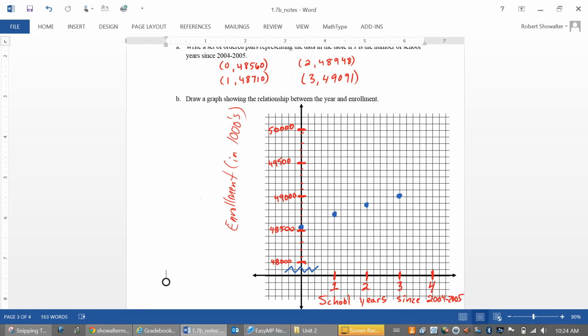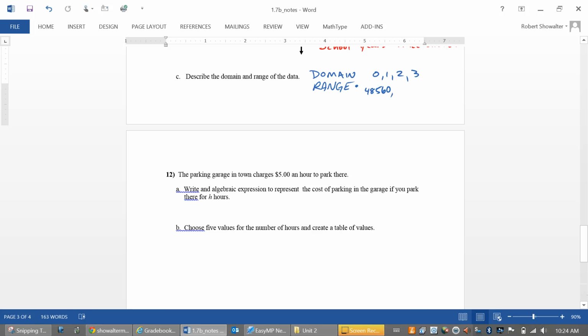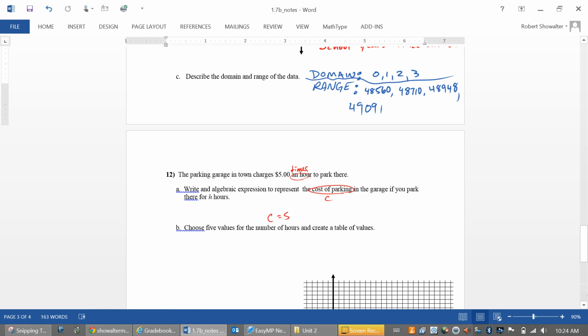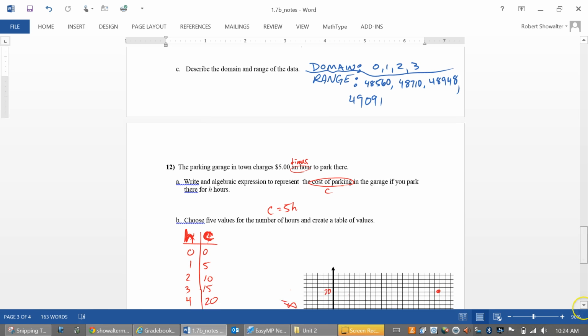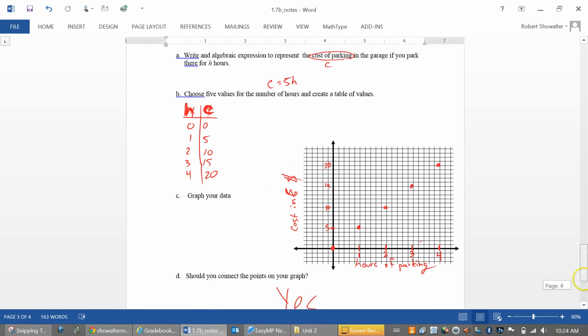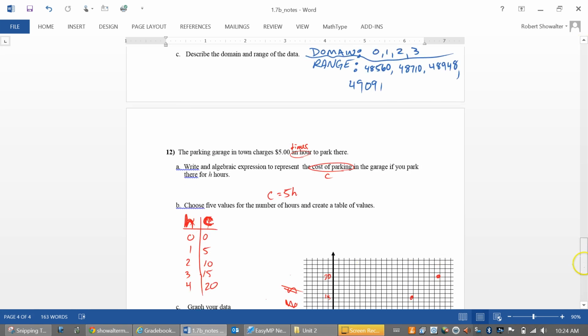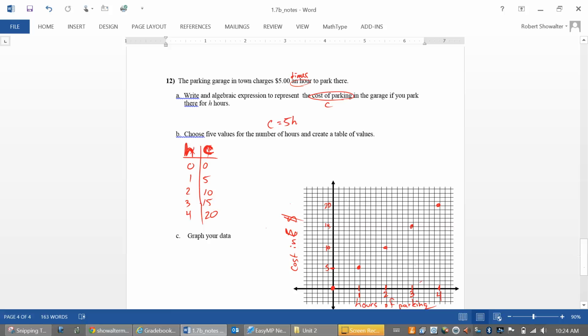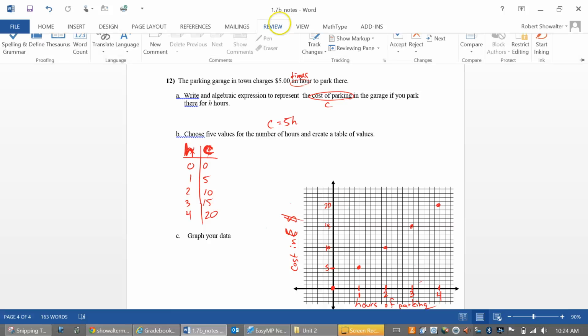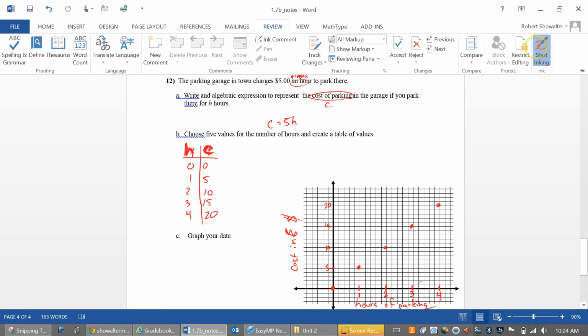Okay, let's go. Let me show you the other one. And let's talk about the last one. You're expected to be able to do this stuff on your homework and all that type of stuff. So in this case, in the last one, we actually do want to connect the dots, because in the context of this, you could park for 2.5 hours. You could park for 2 hours and 2 minutes if you wanted. They're supposed to be connected, so in this case, it's a yes at the final question. Yes, it should be connected.